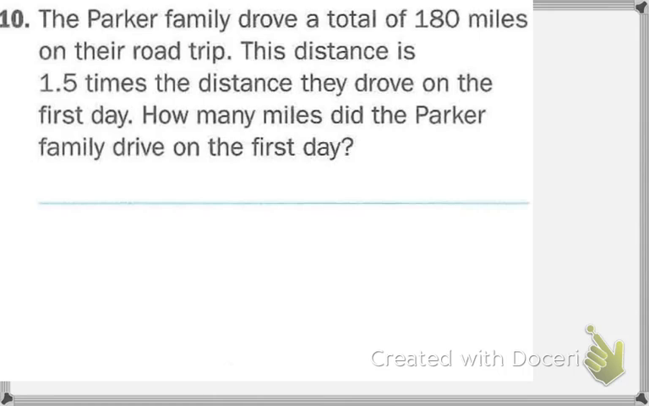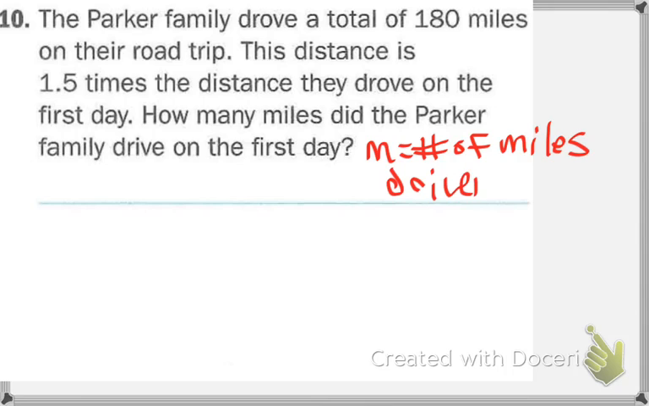The Parker family drove. Actually, with word problems, I'm going to remind you, I like to read the last sentence because the last sentence tells us what we're looking for. So it says, how many miles did the Parker family drive on the first day? That means what we're looking for, how many miles on the first day, I'm going to make that our variable. I'm going to choose m for miles. And so m is going to stand for the number of miles driven on the first day. Okay, now that we've defined our variable, we're ready to go.